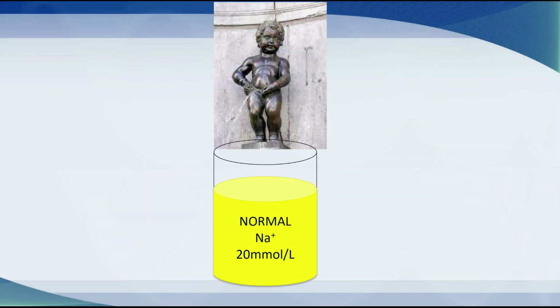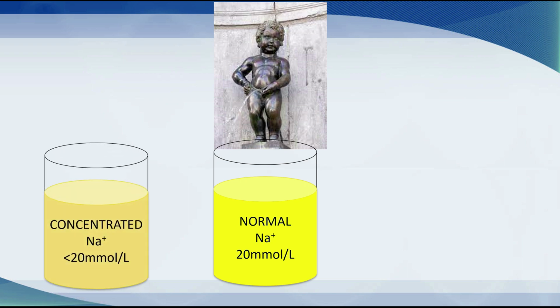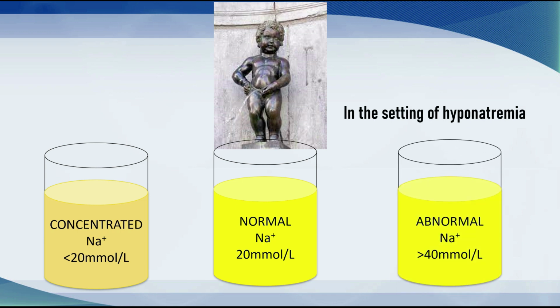Just to clarify, the normal urinary sodium is in and about 20 millimoles per liter. When one is dehydrated, then the urine is concentrated and the sodium level is less than 20 millimoles per liter. If the sodium level is more than 40 millimoles per liter, there is a major problem with salt retention in the body. I'll get back to that in subsequent tutorials.